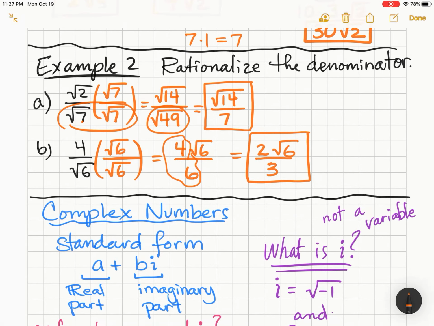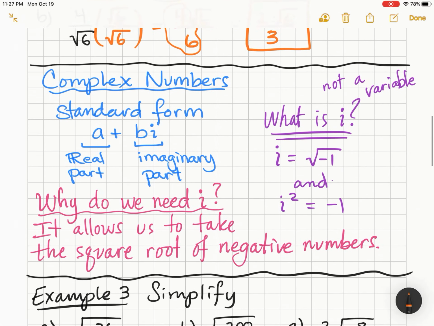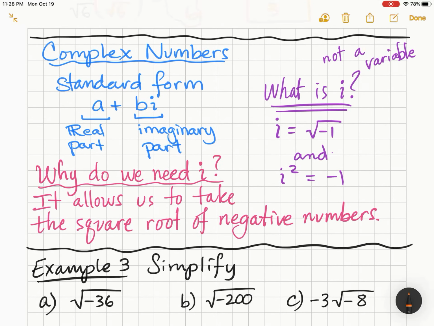Alrighty. Let's talk a little bit about complex numbers. Complex numbers in standard form look like a plus bi. The a is the real part, and these are the types of numbers that we're used to. They can be fractions, decimals, even pi is a real number. Now, imaginary numbers are going to have this i attached to them. This is the imaginary part.